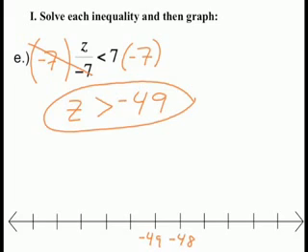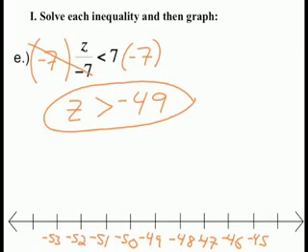Now we number the number line by putting negative 49 in the middle and fill in the rest of the number line. Then we must put an open circle at negative 49 because it is strictly greater than, and we shade in the right side of the graph because it's all the numbers greater than negative 49.